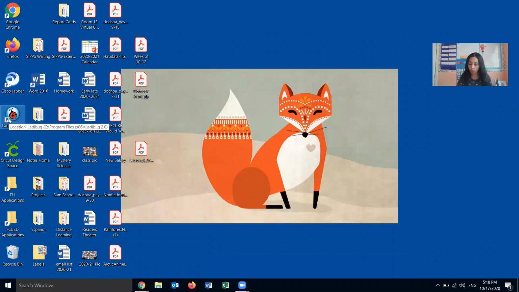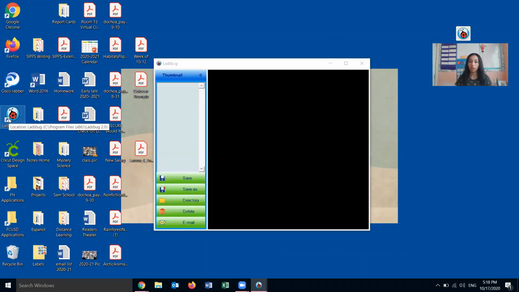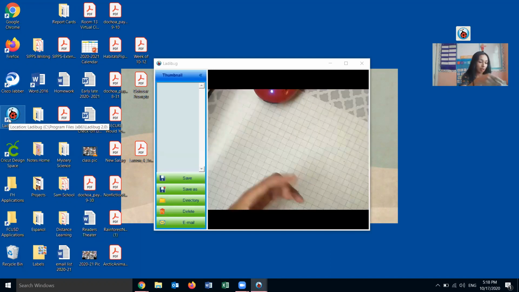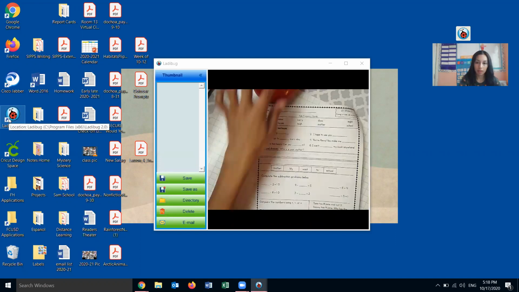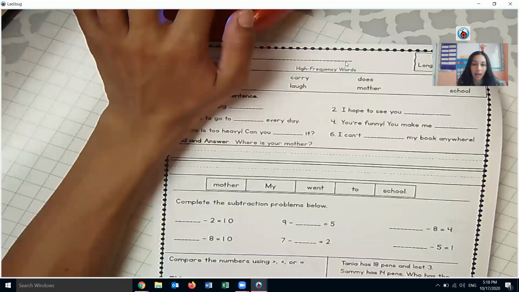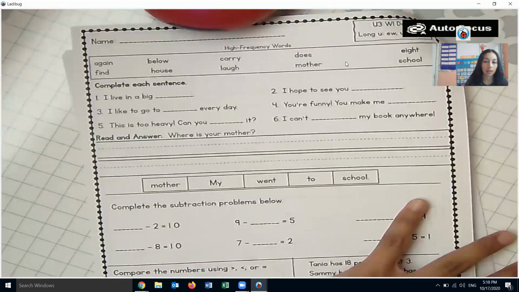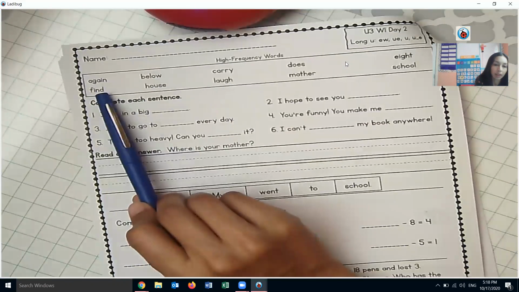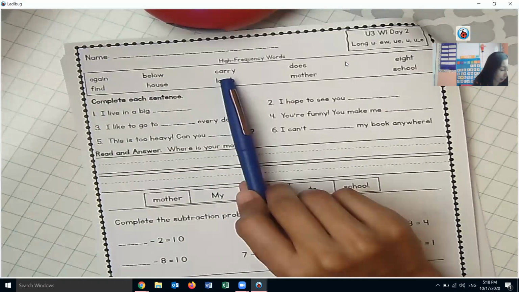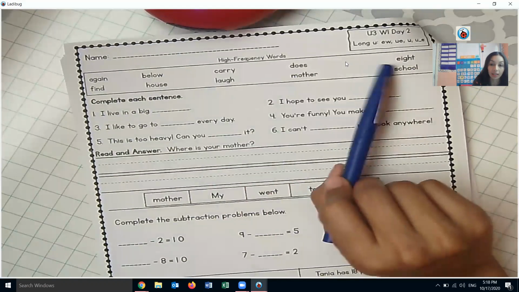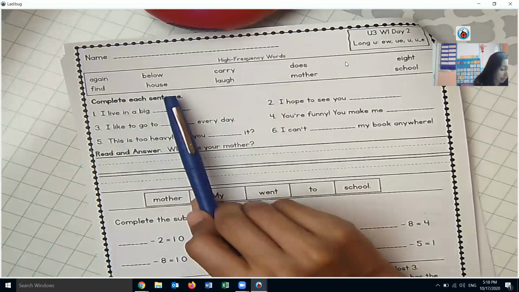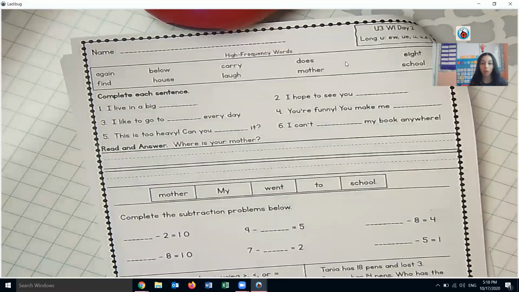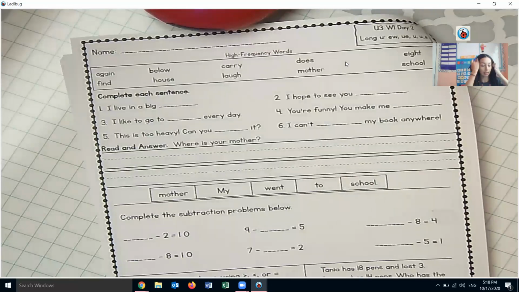We are going to start off with our daily packet. So we are on daily packet, Unit 3, Week 1, Day 2. Okay, so let me make this nice and big. Our high frequency words are these up here. We have the words again, below, carry, does, 8, like the number 8, find, house, laugh, mother, school. So we're going to see which word fits which sentence the best.